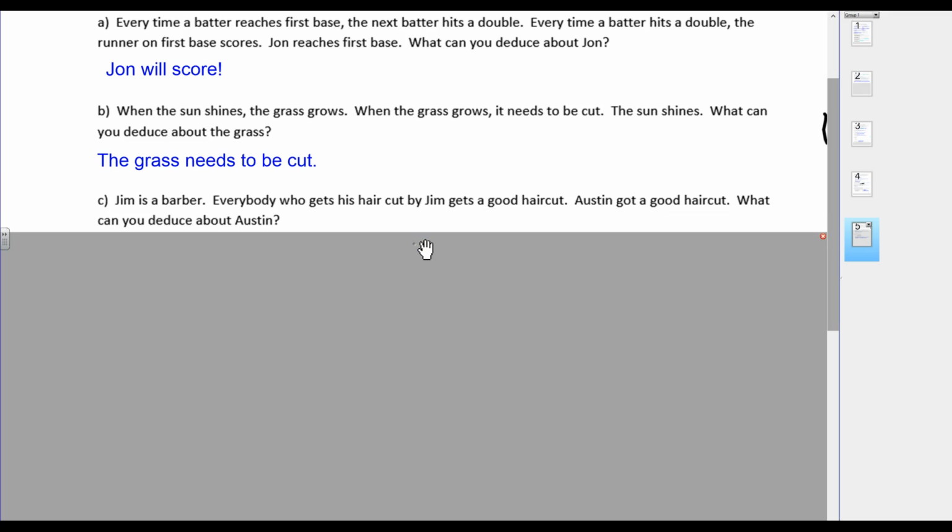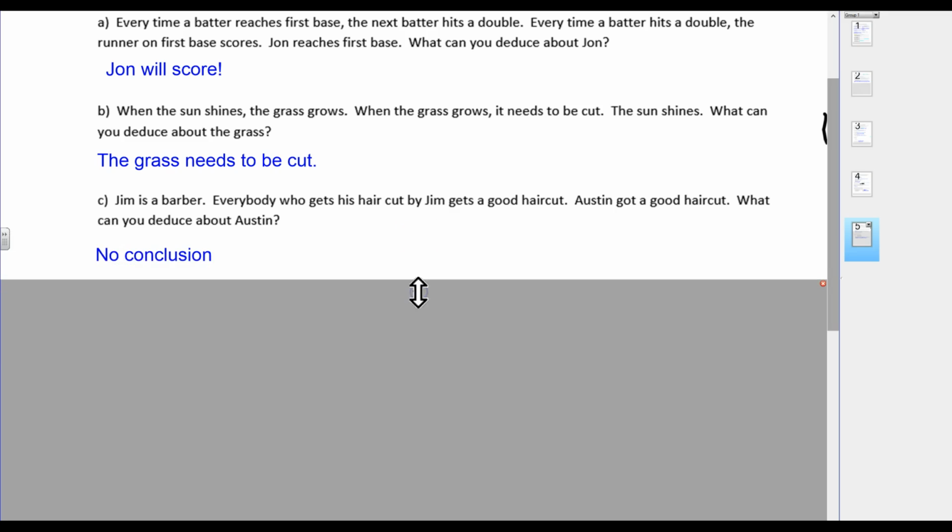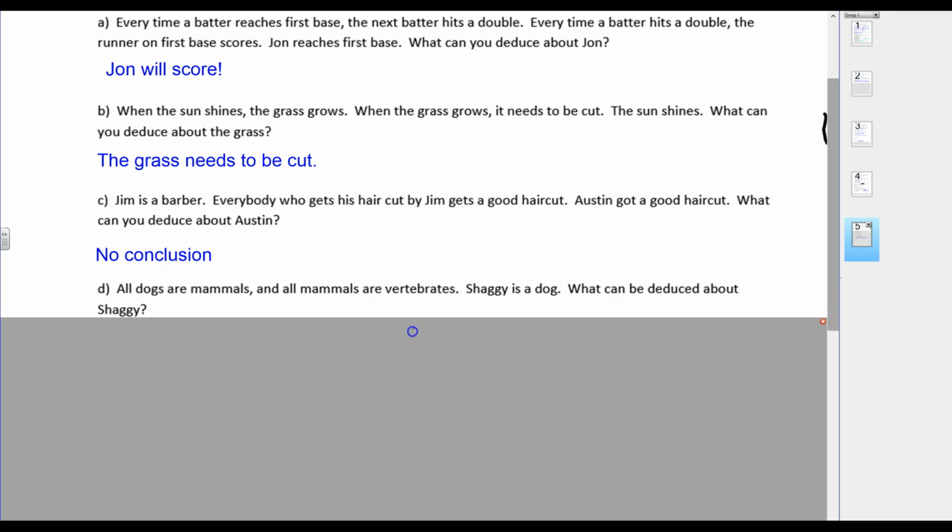Jim is a barber. Everybody who gets his hair cut by Jim gets a good haircut. Austin got a good haircut. What can you conclude about Austin? We actually can't conclude anything about Austin because Jim is not necessarily the only person in town who gives a good haircut. We just know that Jim is a barber who gives good haircuts. Austin could have gone to another good barber, so we can draw no conclusion here.